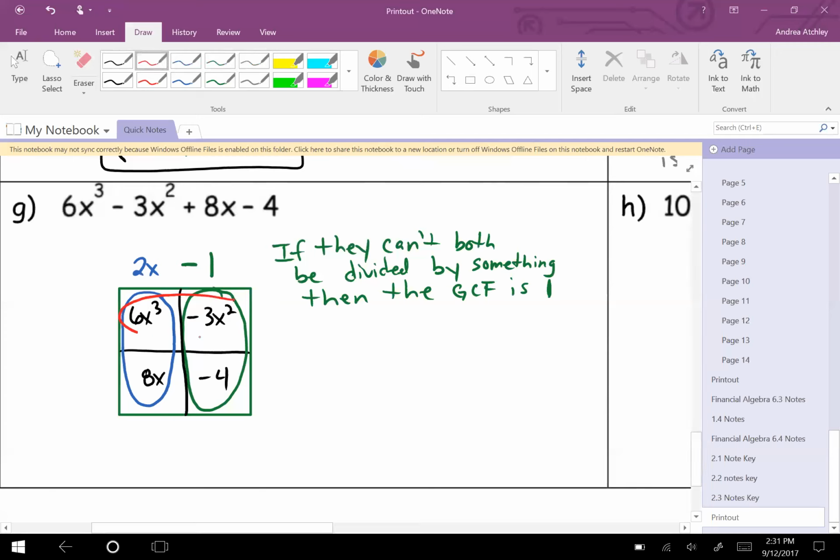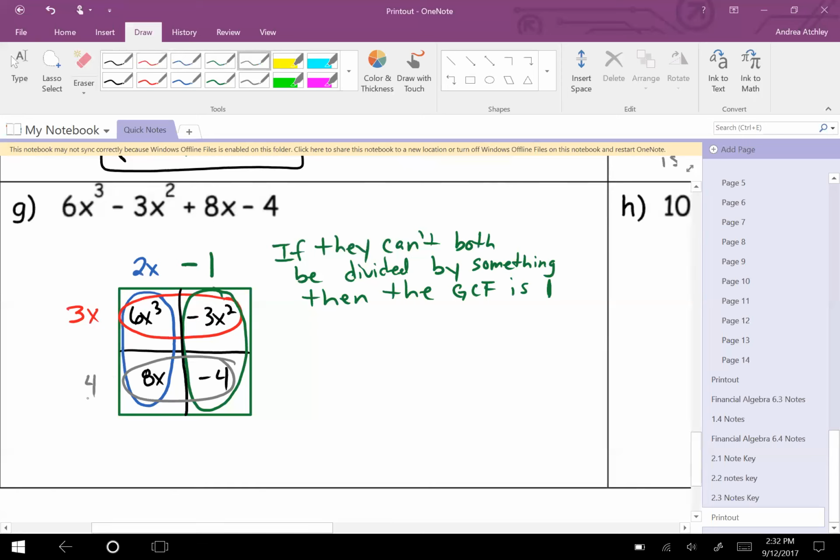Okay, then we're going to go to these two. We're going to group those two together. Haley C. 3 and an x. It doesn't need to be negative because the 6 is not negative. This one is the second term. The first term needs to be negative for me to pull out a negative. Sabrina, between the 8x and the negative 4? 4.